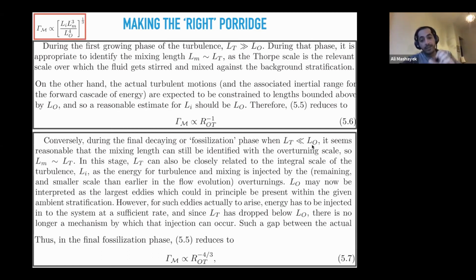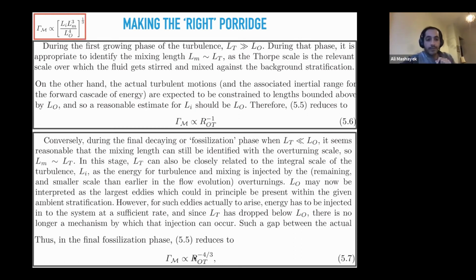They run out of energy. And so LO is the potential that the eddies could have and grow, but they don't achieve that because there's not a continuous injection of energy into it. So in that phase, LT is much smaller than LO, but because the effective length scale of the largest eddies is LT, because that's whatever energy is left, both of these scales, injection and mixing length, become LT. And so this relationship basically finds another form.